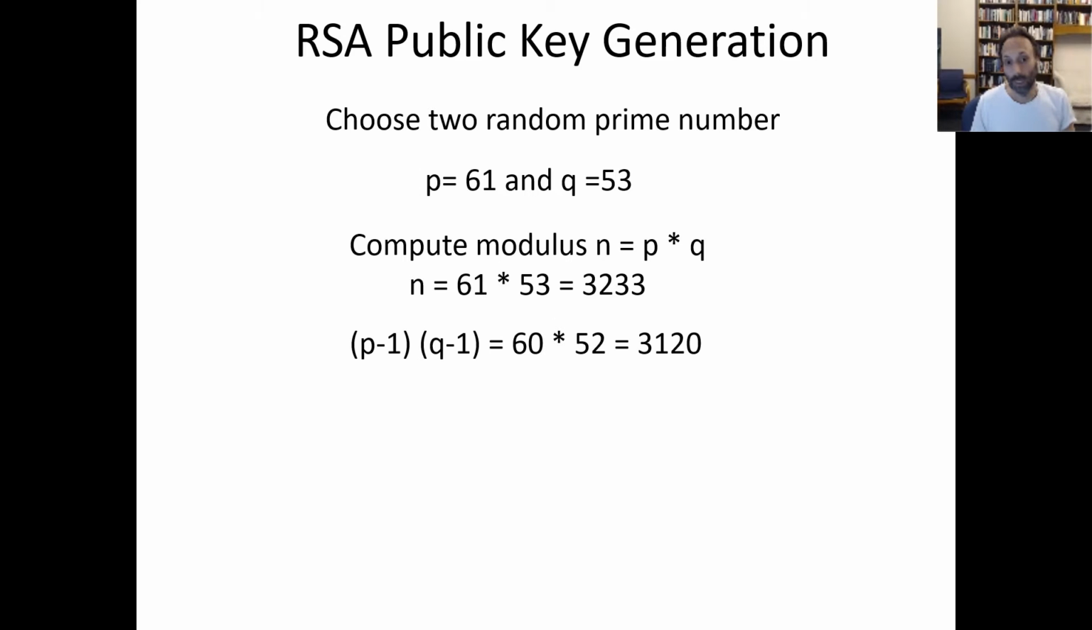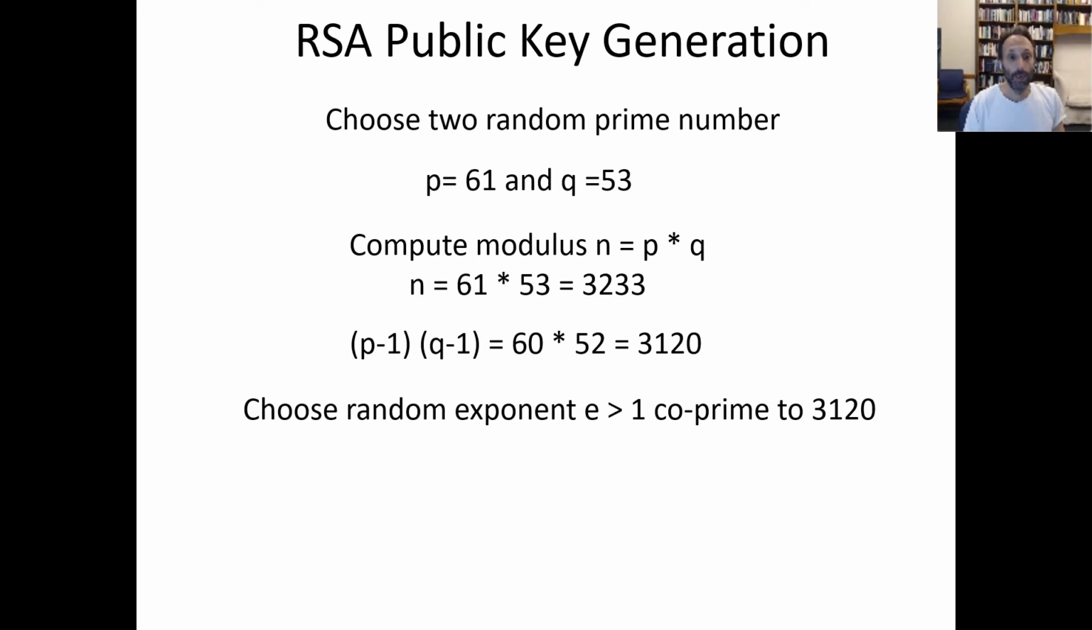Now, this irritating part: you have to subtract 1 from both P and Q, and then you multiply those two things together to get R. In this case, it's 3,120. Then you pick a random exponent, E, that is coprime to R, and coprime means that the only common factor that they share is 1. So pick 17. Why? Because 17 and 3,120 share no factors other than 1.